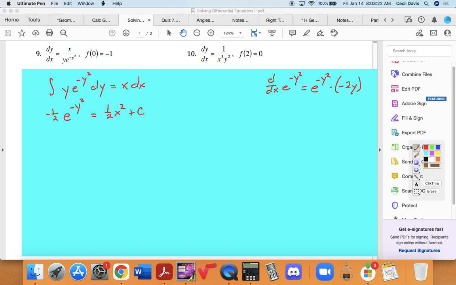We might as well finish it. We have lots of time today. So substituting in y is negative 1 and x is 0, we have negative 1/2 e to the negative 1 squared is equal to 1/2 of 0 squared plus c. The right side's just c. The left side is negative 1/2 e to the negative 1. Or if you prefer, negative 1 over 2e.